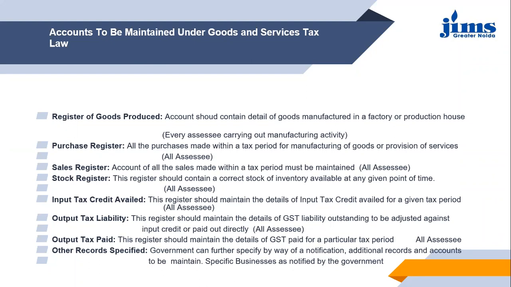You know very well that if you are a manufacturing concern, a production house, then you have to clearly, specifically and accurately maintain the register of goods produced. That is the cost records, for the purpose of cost records, and you have to specifically maintain that. Then the purchase register, what goods or services you have purchased, and the sales register. These all are the records and accounts that you need to maintain, specifically if you are a manufacturing concern.